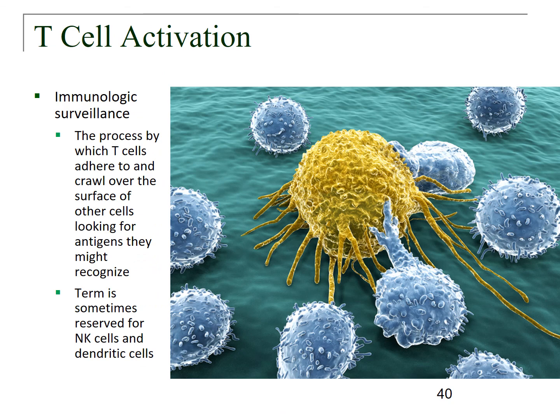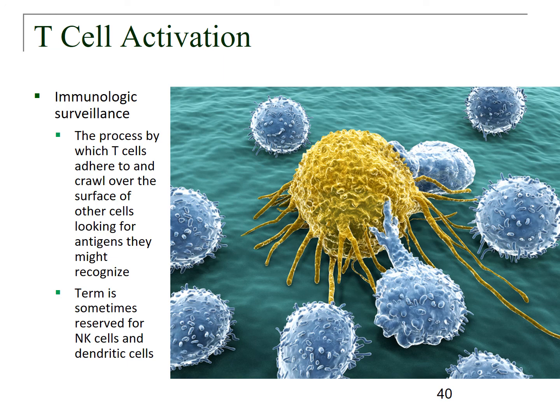Now, this is another thing that T cells do, and this is called immunologic surveillance. They'll stick to and crawl over the surface of other cells looking for antigens that they might recognize. And so I've often joked in class that T cells are kind of like the TSA of the immune system. They'll crawl all over things and they'll feel up the other cells looking for a specific antigen that they can target.